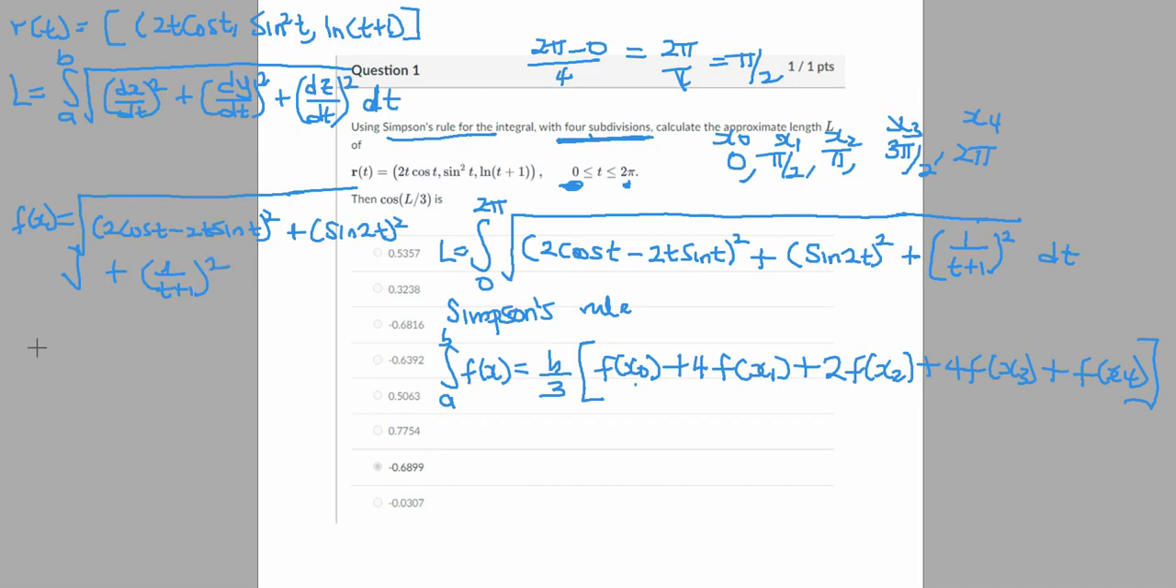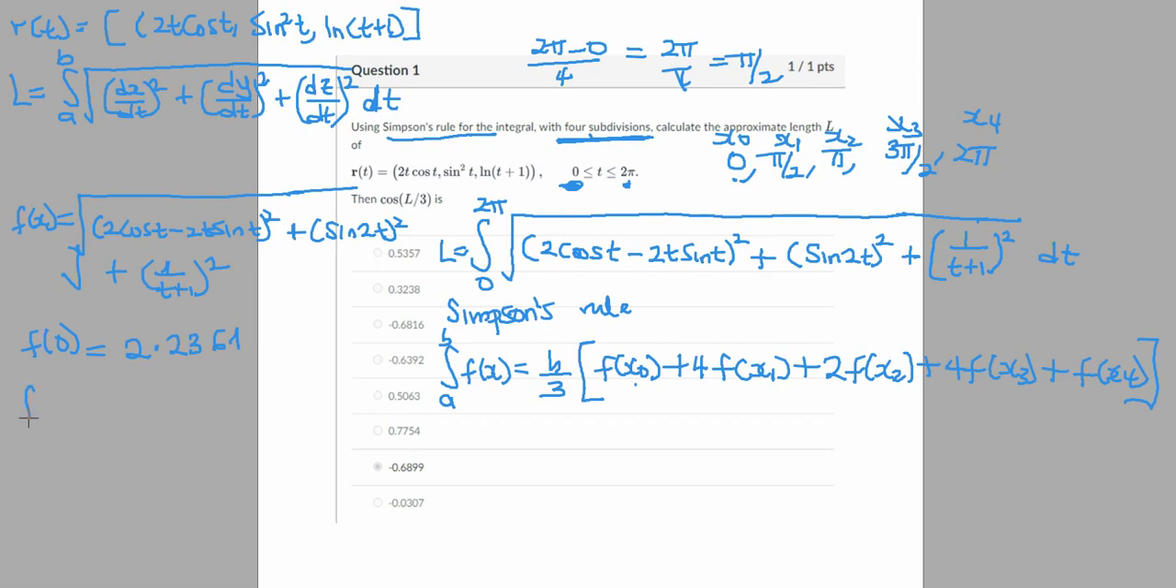So we need to find our f of 0. What is our f of 0? Our f of 0 is just putting 0 inside this function. So when you do that, you use your calculator. You substitute your t to be 0 and see what you're going to get. So we do that, you're going to get root 5, which is 2.2361. So your f of 0 is 2.2361. How do you get that? You substitute 0 inside this function, you get this.